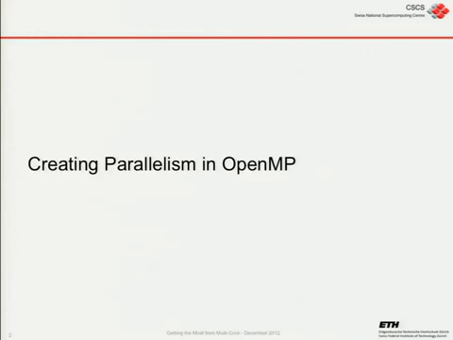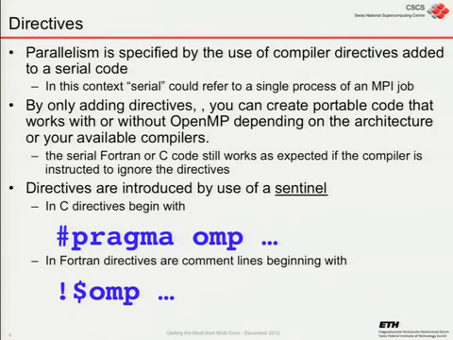So let's jump straight in and say, how do we create parallelism in OpenMP? Parallelism is specified using compiler directives: in C, #pragma omp, and in Fortran, !$OMP. This is called a sentinel. Don't know why that word's used, but we refer to this sentinel. That has to begin anything if you want to do something with OpenMP.